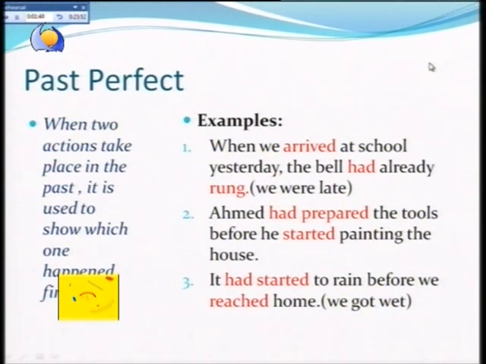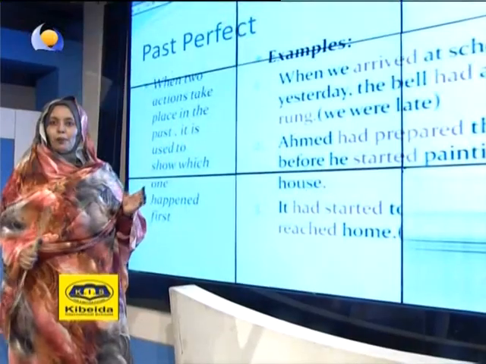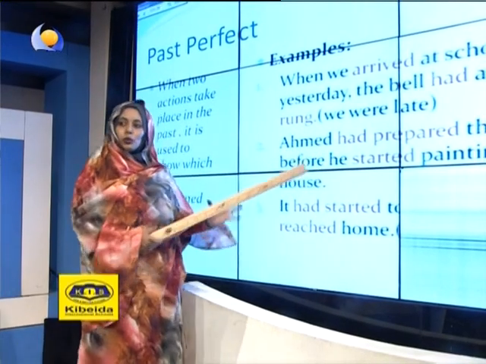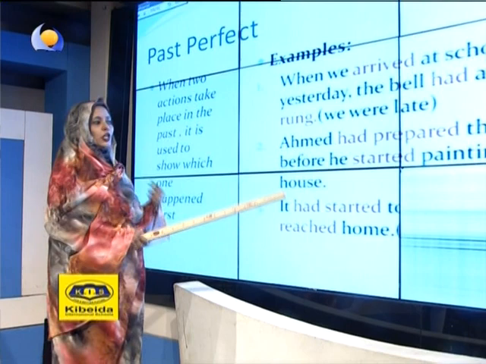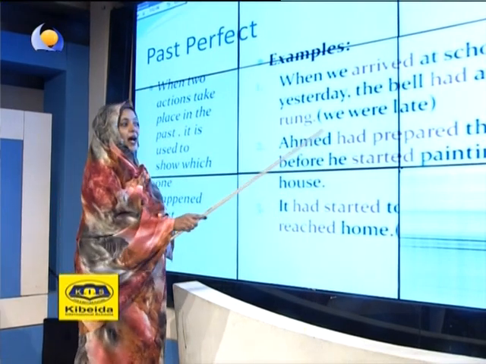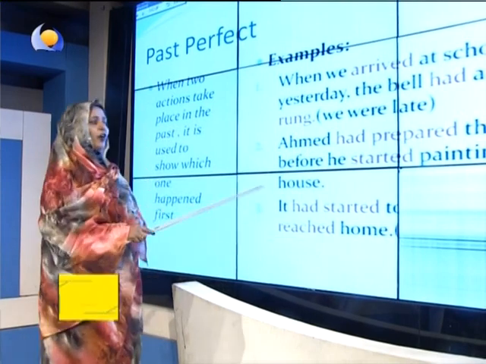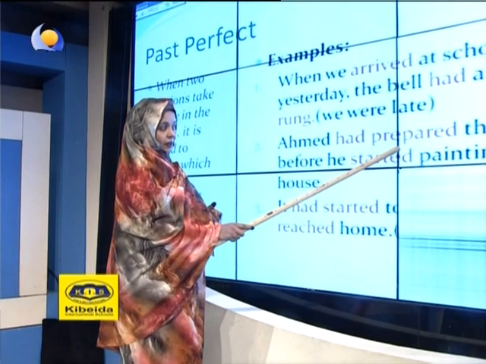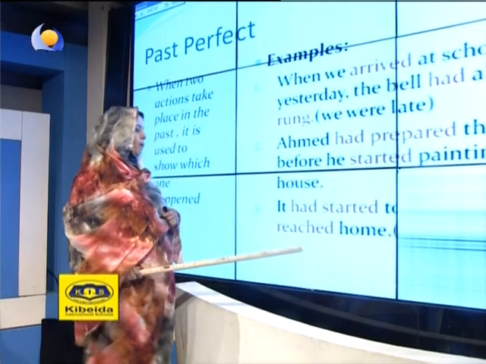Ahmed had prepared the tools before he started painting the house. Ahmed did two things yesterday. He wanted to paint the house, to change the color. So he prepared some tools for painting and he started the process. So Ahmed had prepared the tools before he started painting the house. Had prepared first, then started.